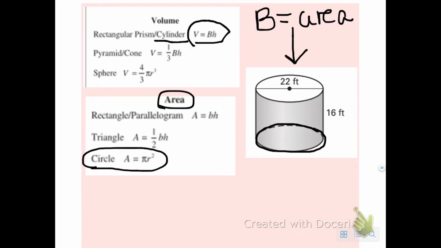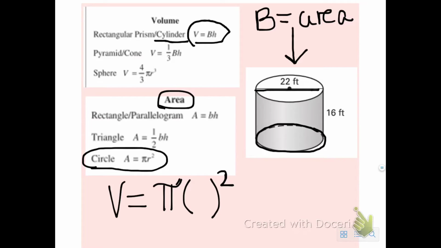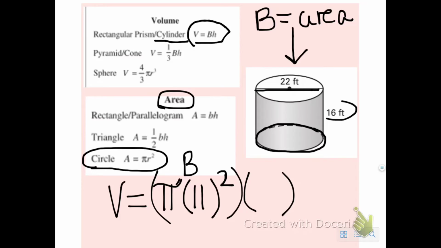So if I want to find my volume, capital B is going to equal pi times r squared. Now if I look at my picture, I see that the diameter is 22 feet. So my radius would have to be half of that, which would be 11. So the volume formula says to find capital B, which is area, times H, which is the height of the cylinder. So the height over here is 16, because that can is 16 feet tall.